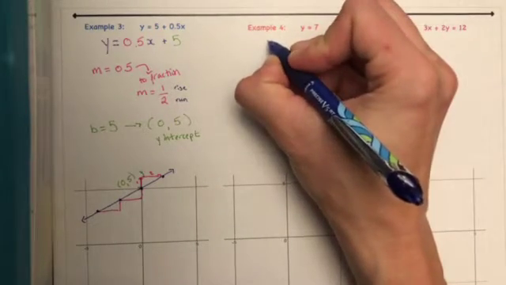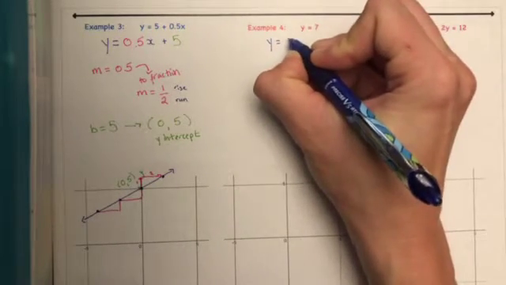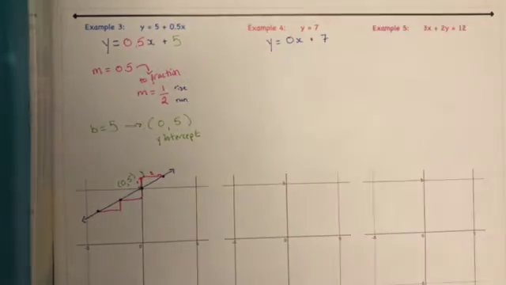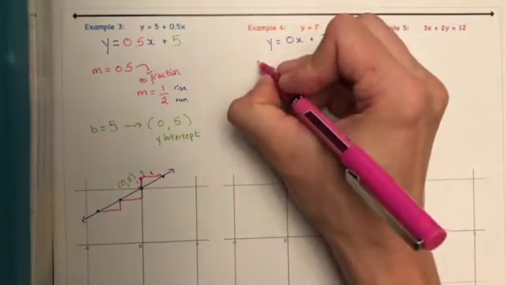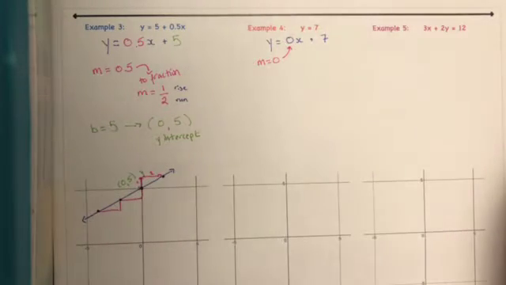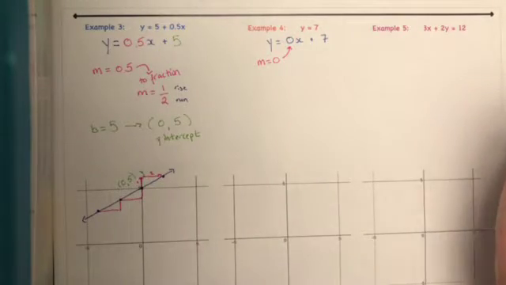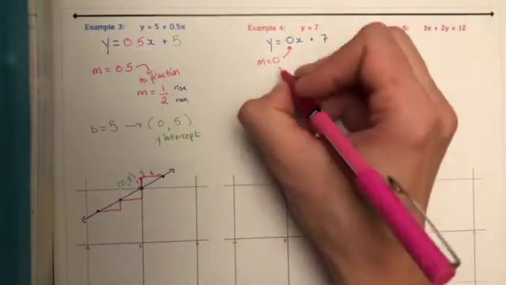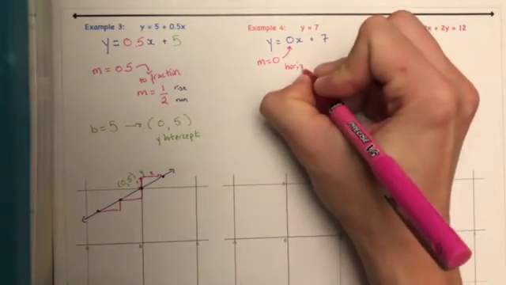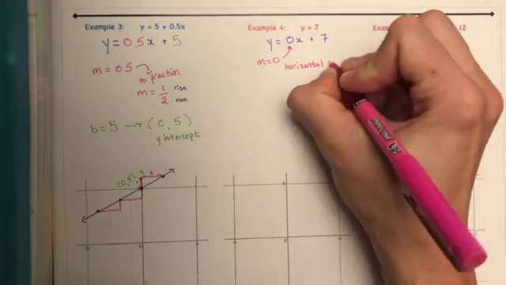And the way I see that 0 slope is I might rewrite this to be y equals 0x plus 7. And I can see now that my m is equal to 0. There isn't an x. There is no coefficient there. It's a 0 coefficient. And if you remember what 0 means, 0 always means that we're going to have a horizontal line.